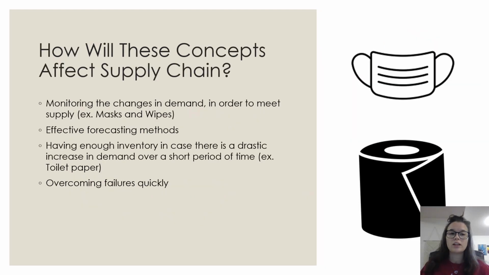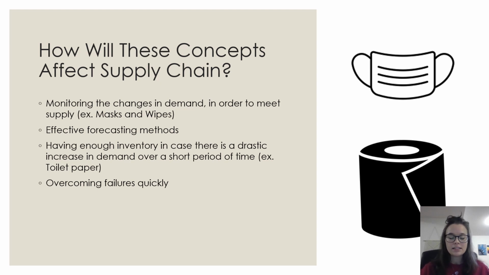Okay, so now moving on to how these concepts will affect supply chain within the next 5 to 10 years. It's really important that companies monitor the changes in demand in order to meet supply. We can see this right now with masks and wipes with the coronavirus outbreak, that there is a huge demand for these items, and suppliers need to work more, hire more employees, and create more inventory in order to meet the demand that is being projected for these items and the longevity that these will need to be available for.